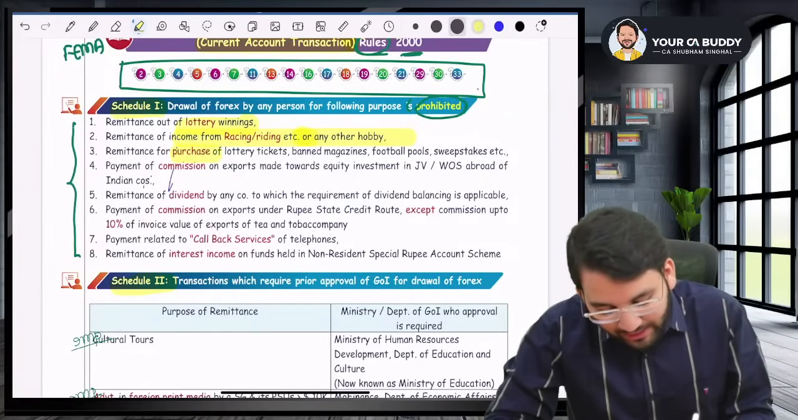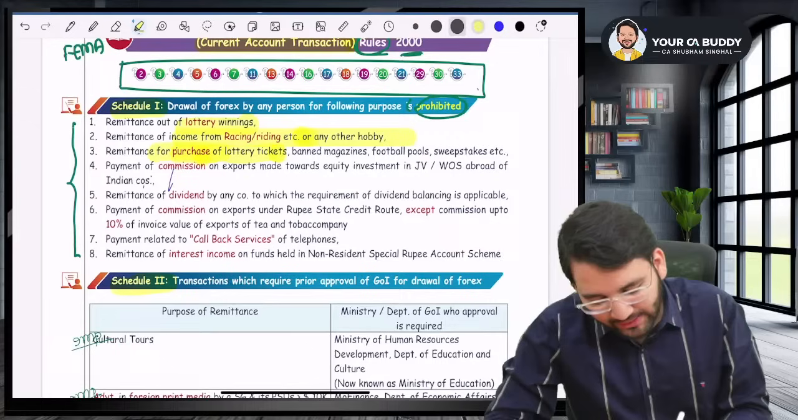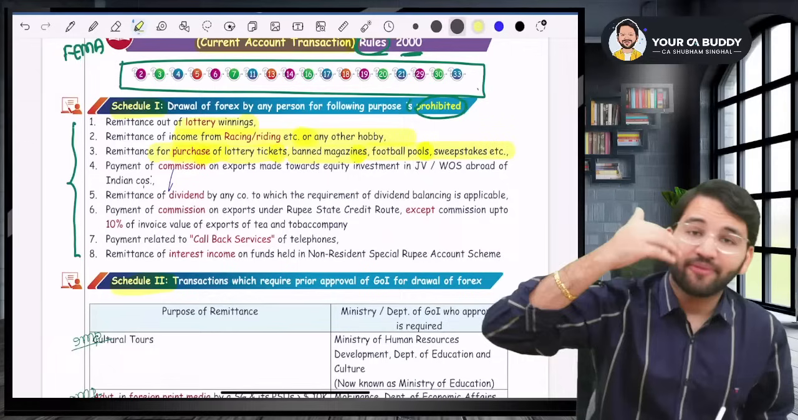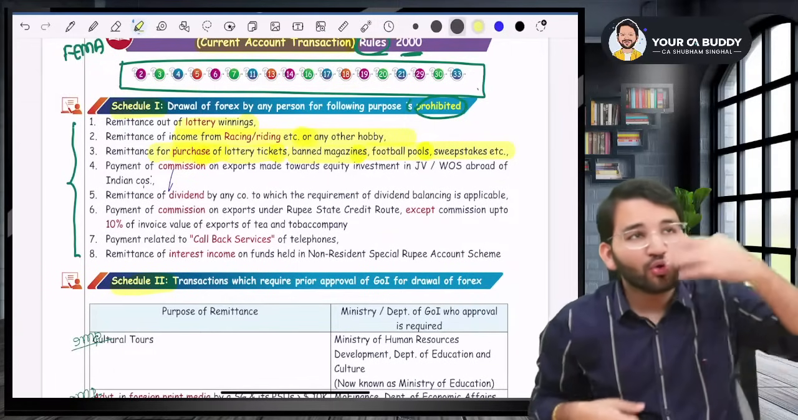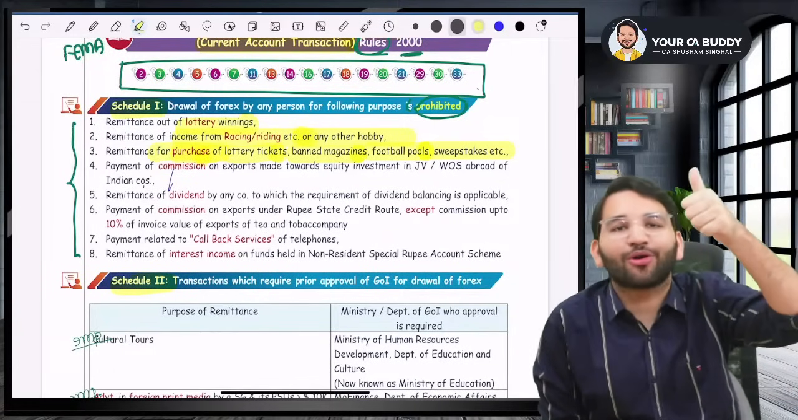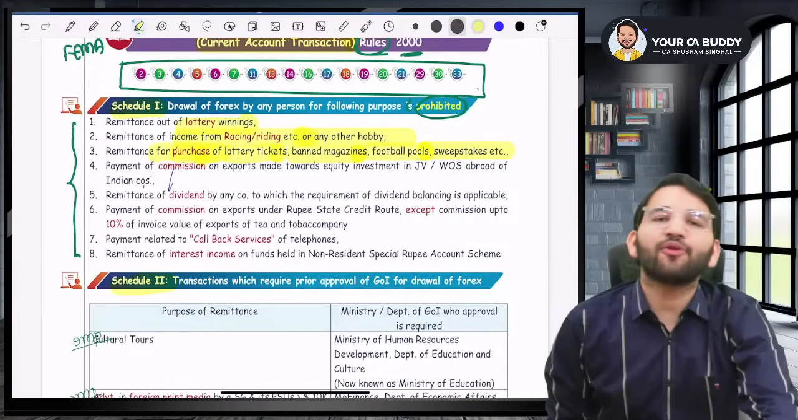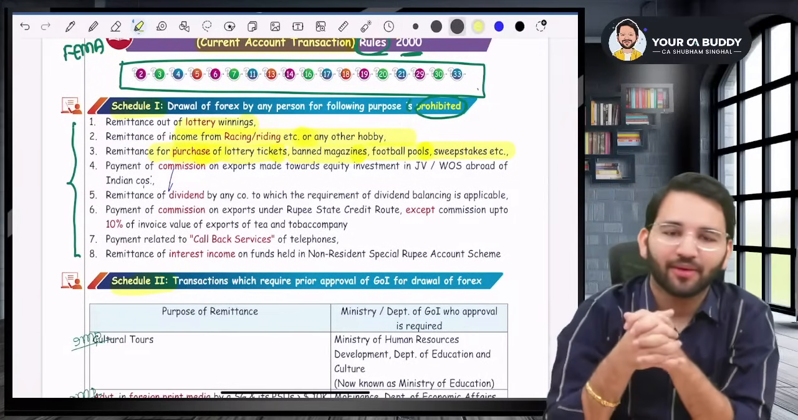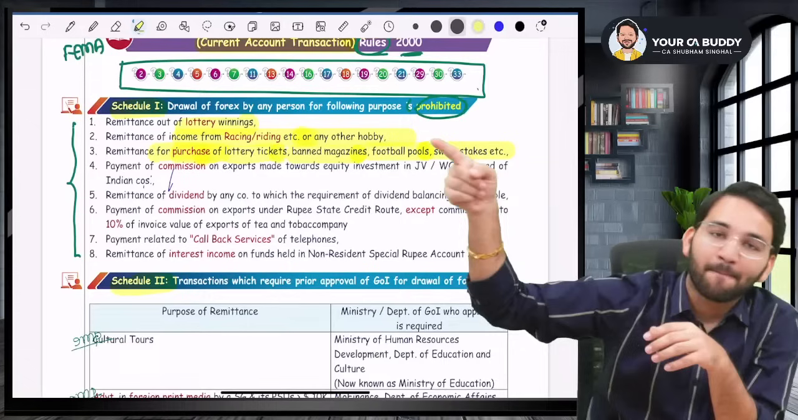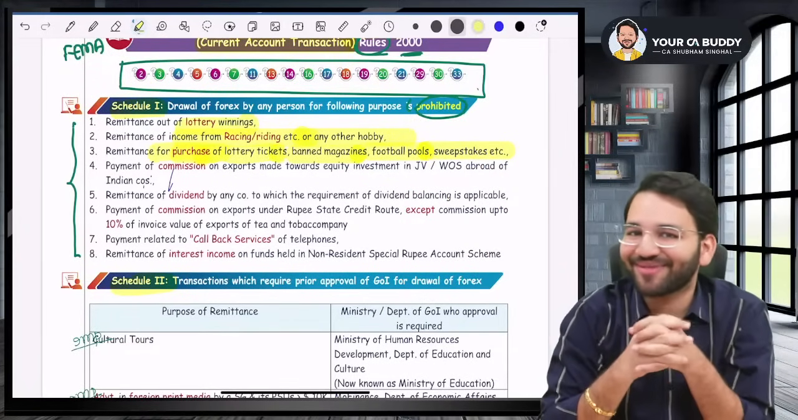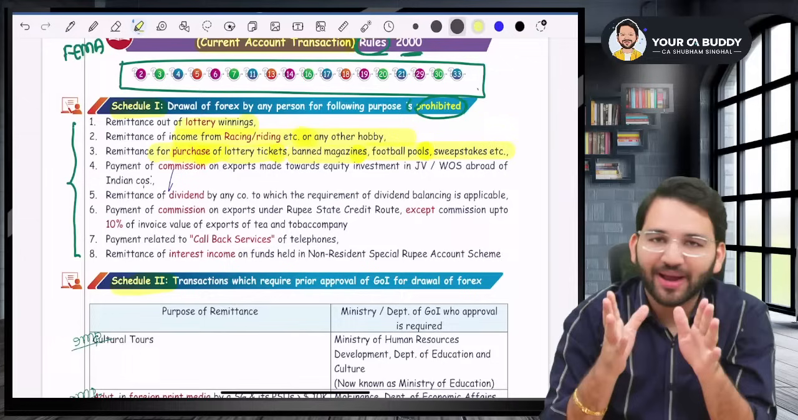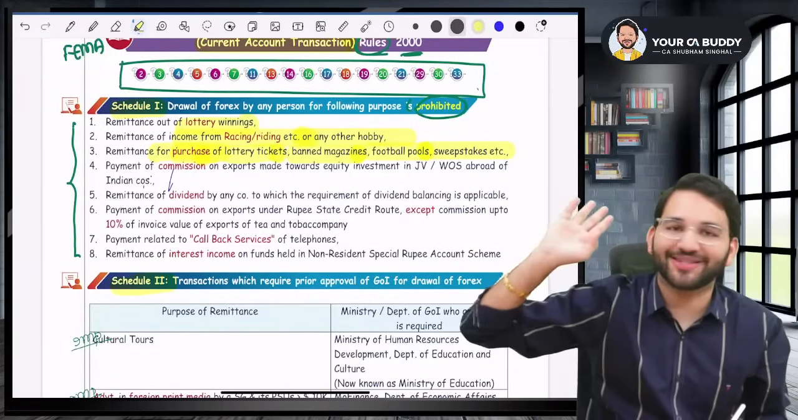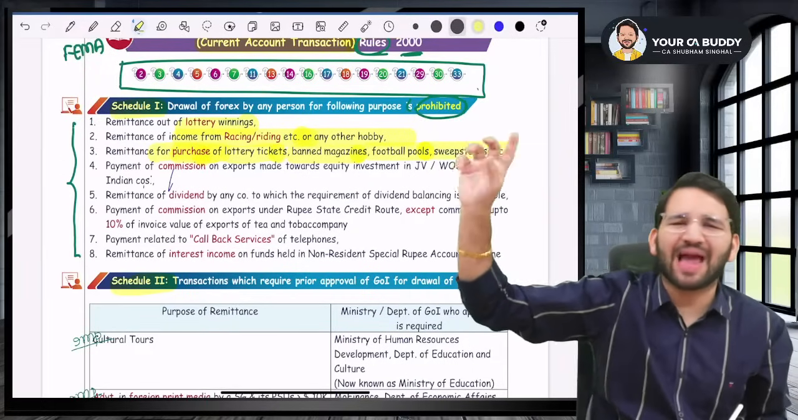Number three, remittance for purchase of lottery tickets, banned magazines, football pools, or sweepstakes. If you want to take money from India to USA, for example, and purchase lottery tickets or football pools. Sir, what are football pools? Football pools are a way of gambling in football. Sweepstakes are also gambling. Banned magazines means there are certain magazines which are banned in India. We will not allow you to purchase that. So you cannot use money for gambling, betting, and everything.